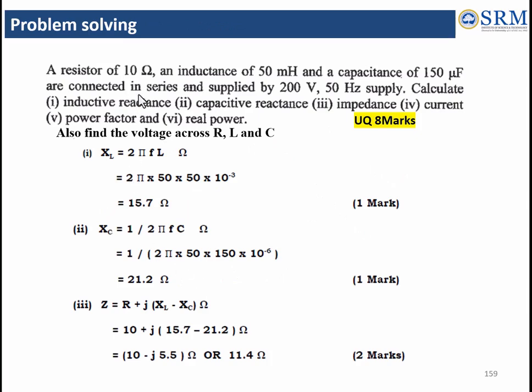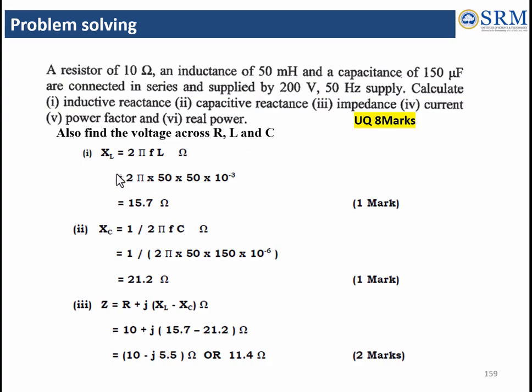Now let us solve problems based on the analysis of RL, RC, RLC circuits. Here a resistor of 10 ohm, inductance of 50 millihenry and capacitance of 150 microfarad are connected in series, so R, L, C are connected and supplied by a 200 volt 50 hertz supply. We are supposed to calculate the inductive reactance XL, capacitive reactance XC, impedance Z, current I, power factor cos ψ, then real power P, and we are also supposed to find the voltage across R, L and C: VR, VL and VC.